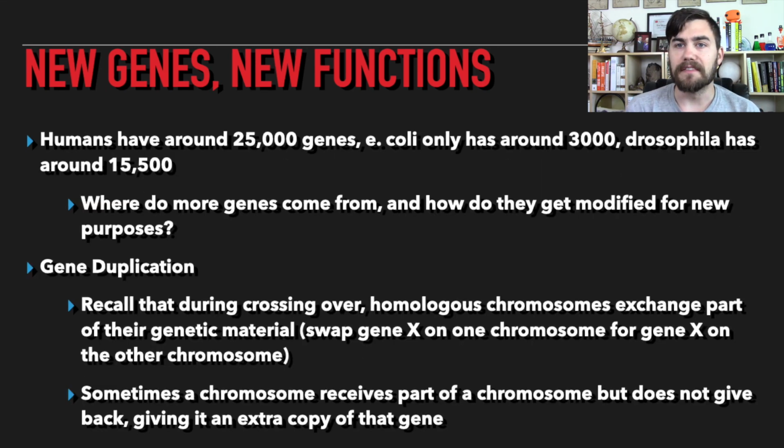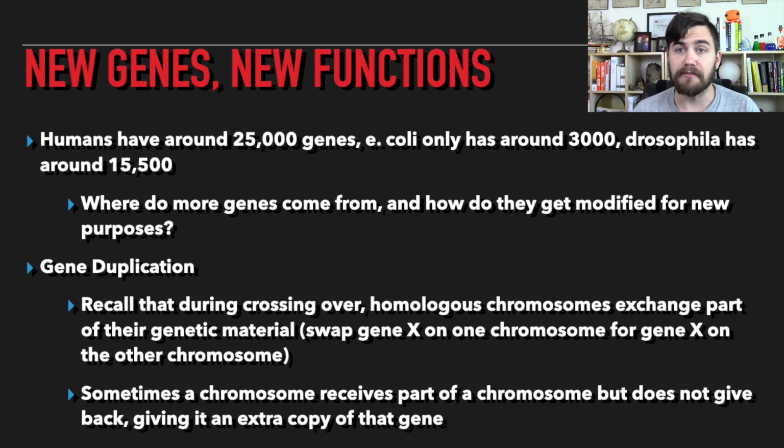All right, so humans, we have around 25,000 genes. E. coli, which is a bacteria, only has around 3,000 genes. Drosophila, which is the fruit fly, has around 15,500. So where do additional genes come from? And then as we get new genes, how do they get modified for new purposes? Because not only do we have more genes than flies do, we do things that flies can't do. Like our body physiology is totally different. We have a skeleton, for example. They don't. Well, one way this occurs is through gene duplication.